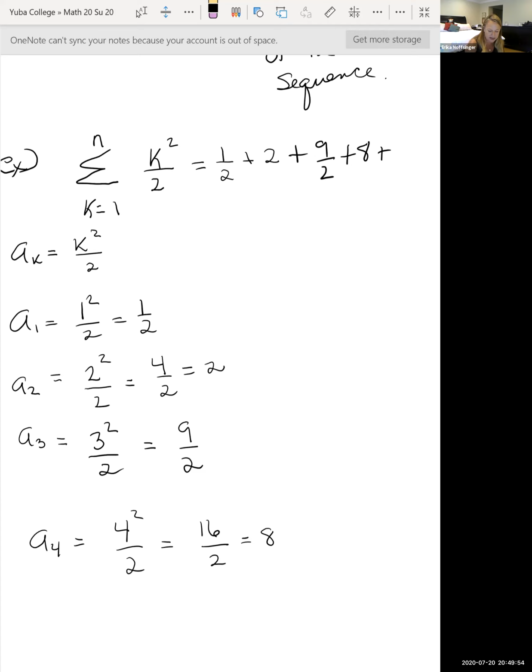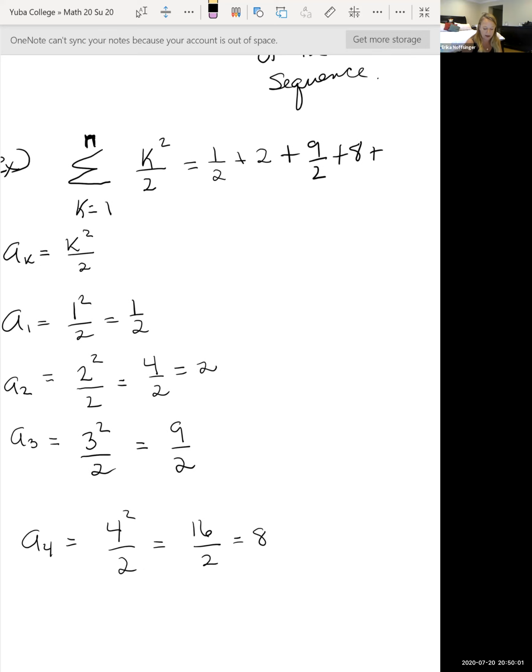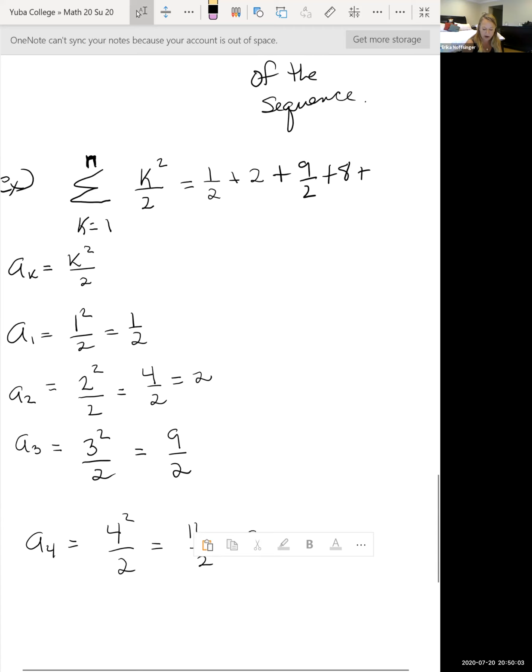So if they had a number here, that's where I stop, but it's telling me n. So how I would write that nth term, instead of plugging in a number where I see k, I'm plugging in n where I see k. So dot, dot, dot, representing I'm going on. And then I would have n squared all over 2.